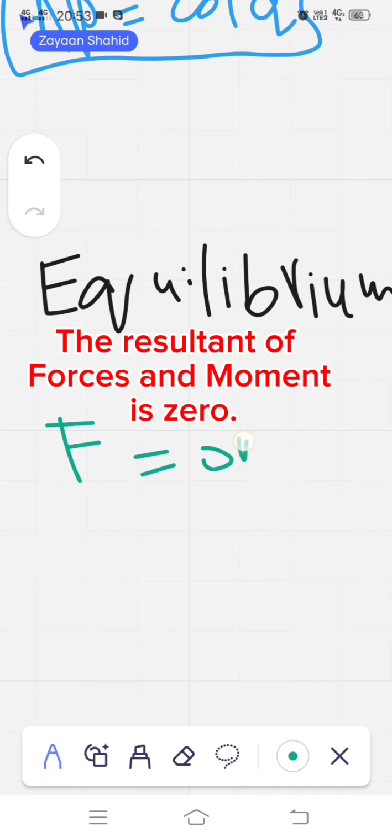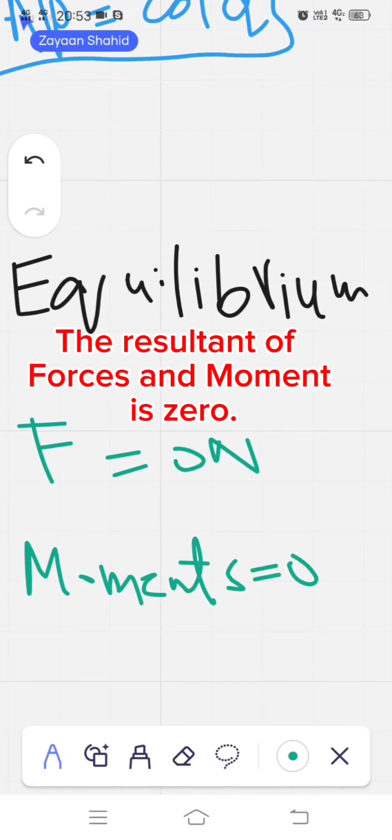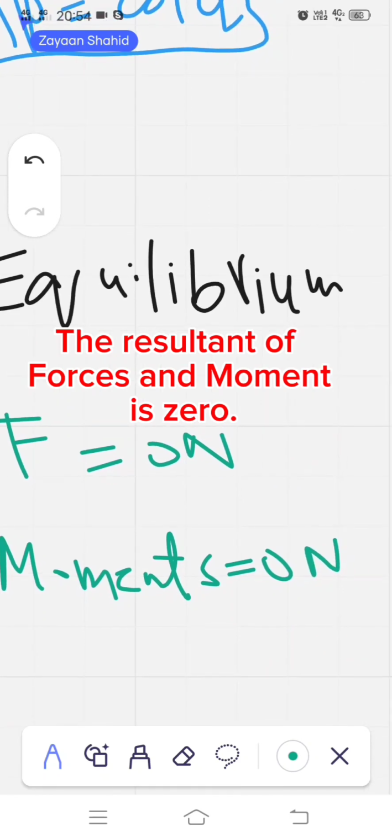Forces are zero Newton, and the second thing is the resultant moments. So resultant moments are also zero. We can write here: resultant moments are zero, and as we know the moment unit is Newton meter. So actually, what's the meaning of resultant moments zero? What's the meaning of the resultant force being zero?